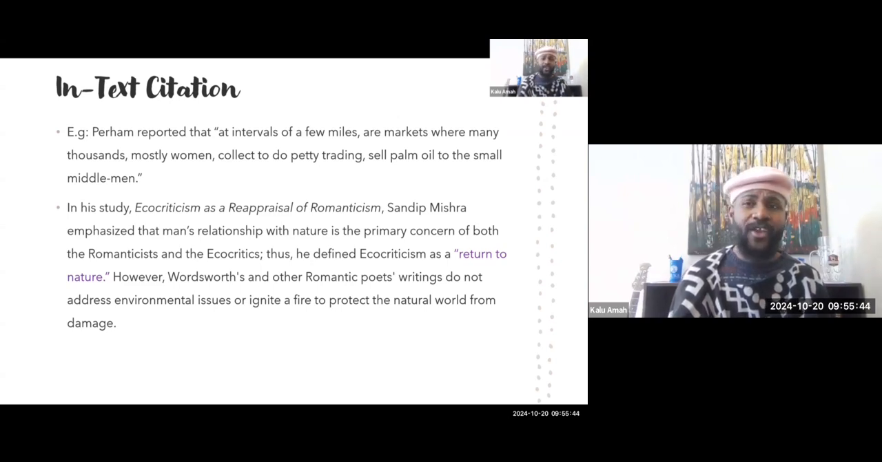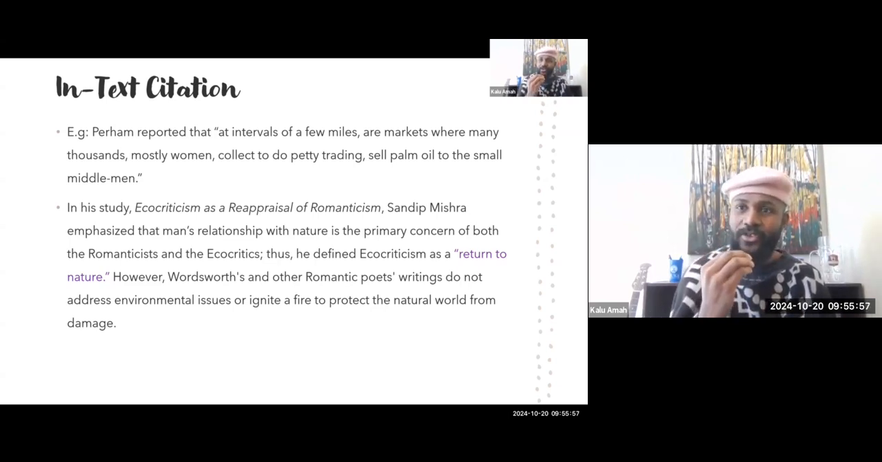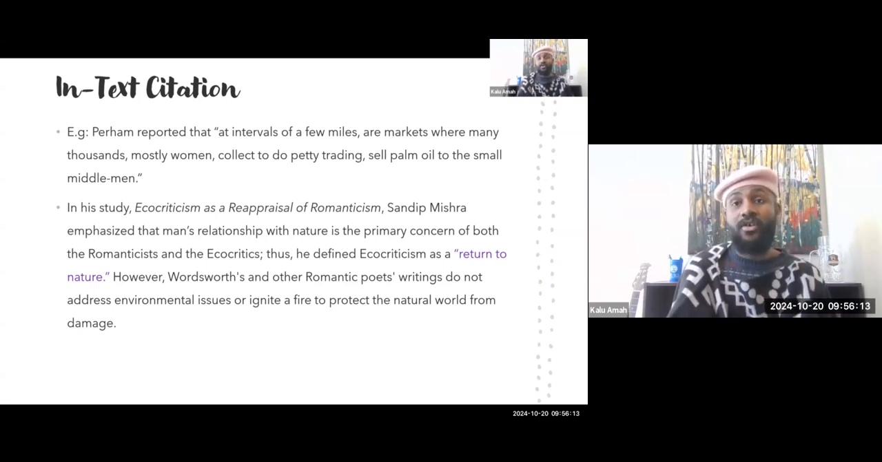So someone will be like, why are you arguing against this person? Why are you trying to oppose what this person has said? Did he actually say this? You'll be like, yes, he said it. He said that eco-criticism is a return to nature, because these are the scholar's exact words. So if you are going to argue against something, make sure you state what they exactly said by using a direct quotation. So this is also an avenue where you use direct quotation.